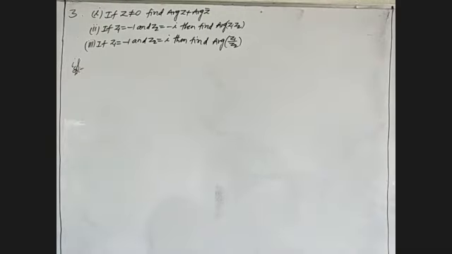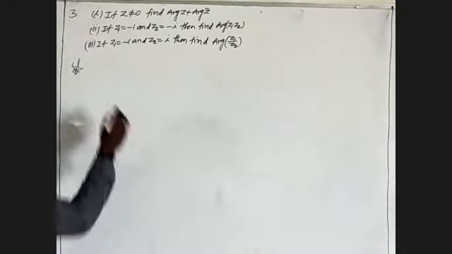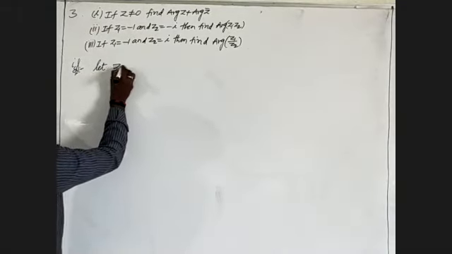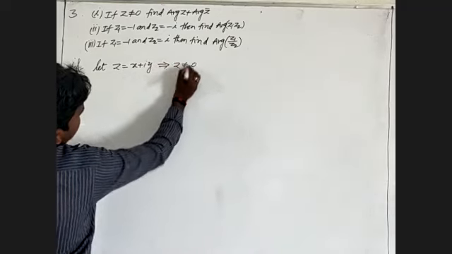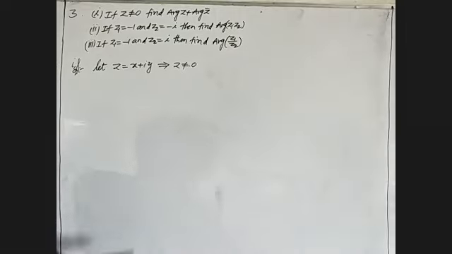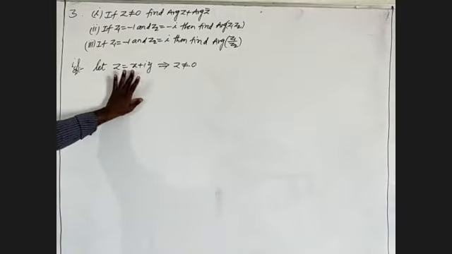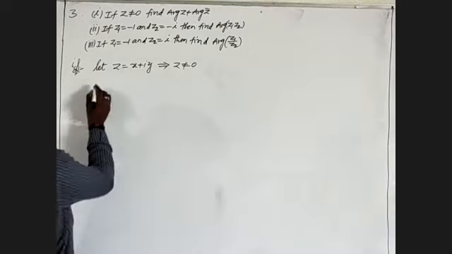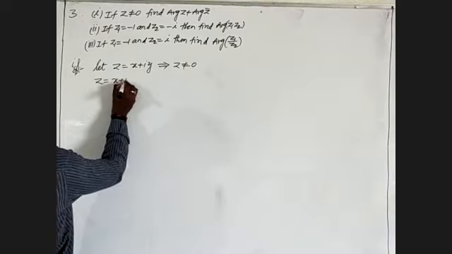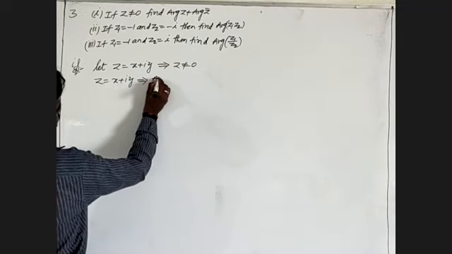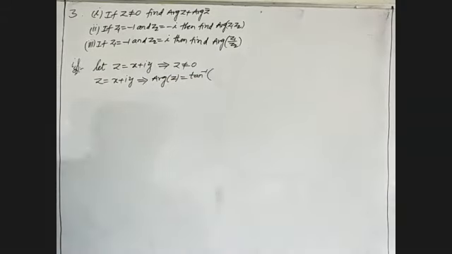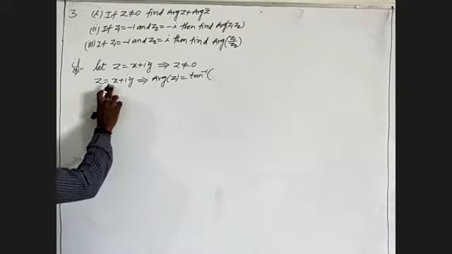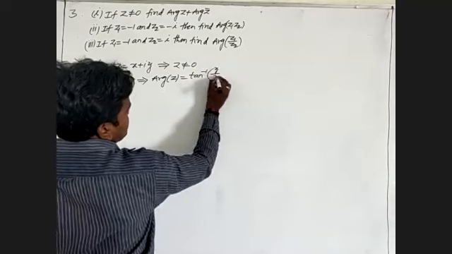Now I am going to the first one. If z is not equal to 0, given, let z is equal to x plus iy, and the given condition is z is not equal to 0. We have to write argument z. z is equal to x plus iy, then argument of z must be written as tan inverse of imaginary part by real part, where imaginary part is y, real part is x. That means y by x.